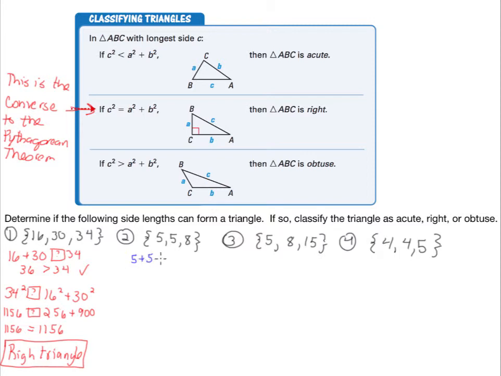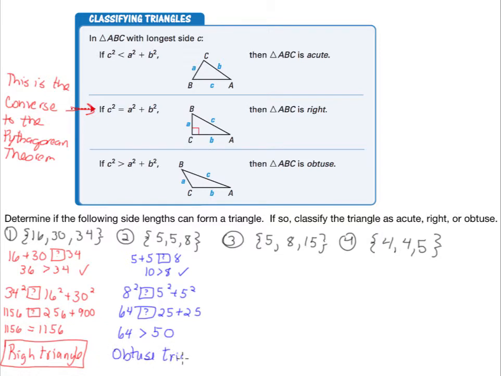In example 2, 5 plus 5, compare it with 8. 10 is greater than 8, so we can form a triangle. 8 squared, how is that related to 5 squared plus 5 squared? Well, 64 is greater than 50, so I know this forms an obtuse triangle. Greater than is obtuse.